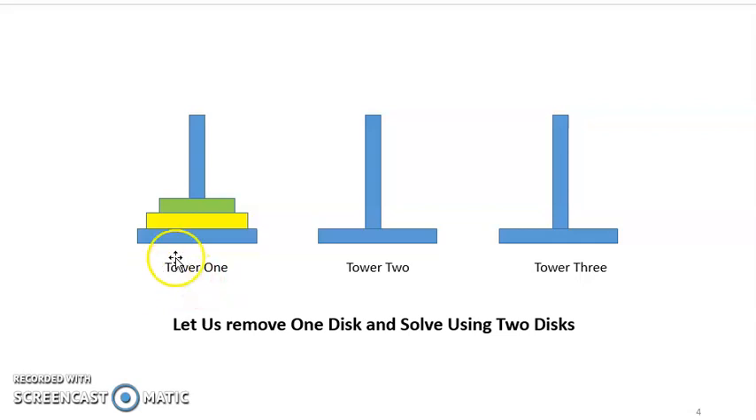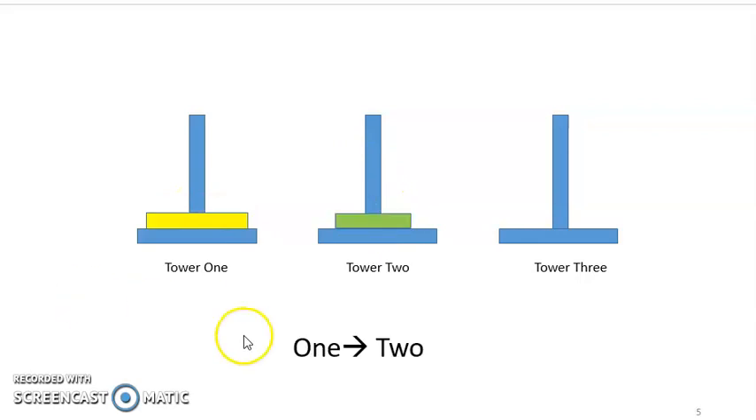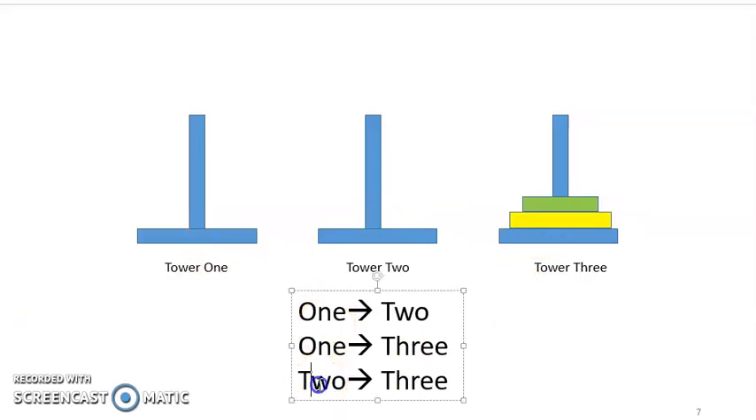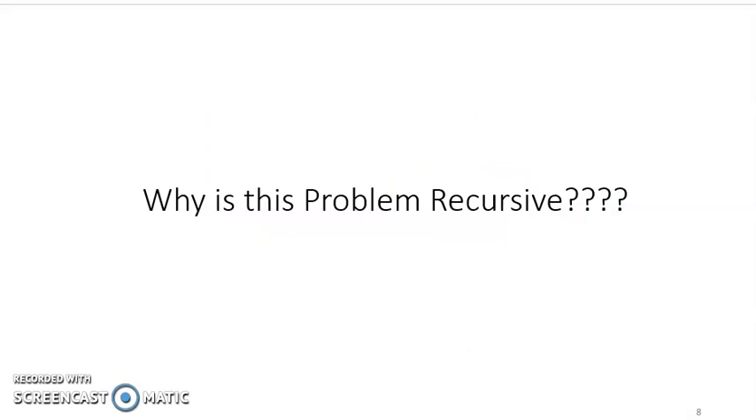So the solution is, first we have to move the uppermost disk to Tower 2, that is 1 to 2. We have moved the disk from 1 to 2. Then we will move the Tower 1 disk to Tower 3, that is 1 to 3. We have moved it. Lastly, we will move from Tower 2 to Tower 3, that is 2 to 3. We have moved it, right? Now, why is this problem recursive?